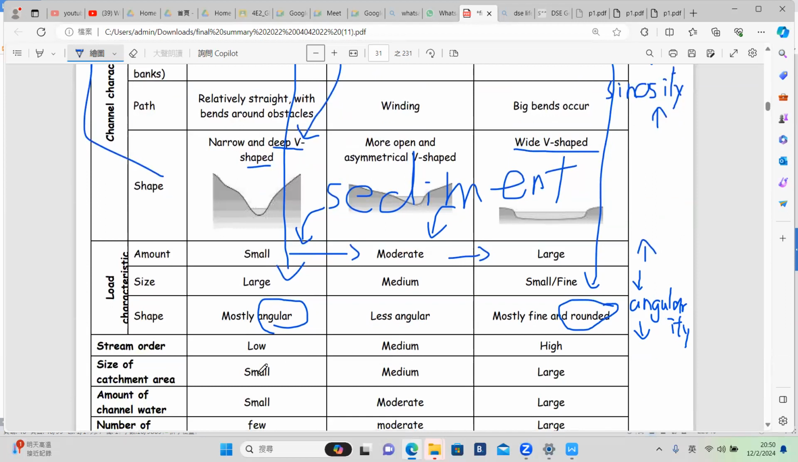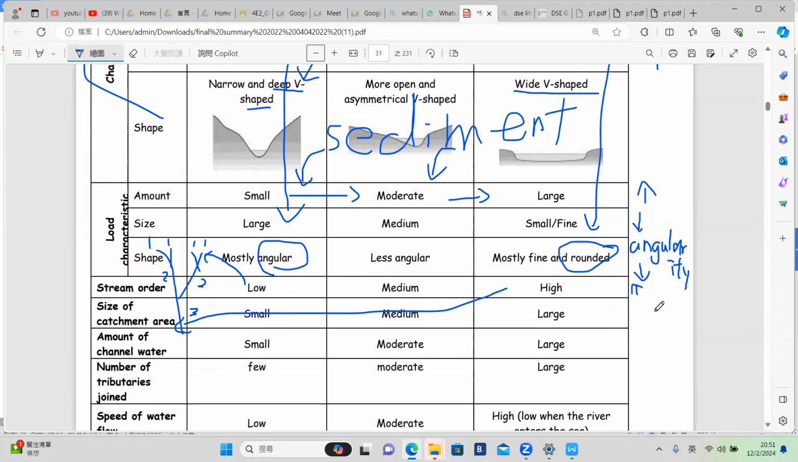Stream order, if you forget what stream order is, I'll remind you again, okay. The river source we got as number one, and then these two, number two, and number three. So accordingly, the upper course is in here, so definitely the stream order will be lower, and then the middle course, and then the lower course right here, it should be increasing along the way.